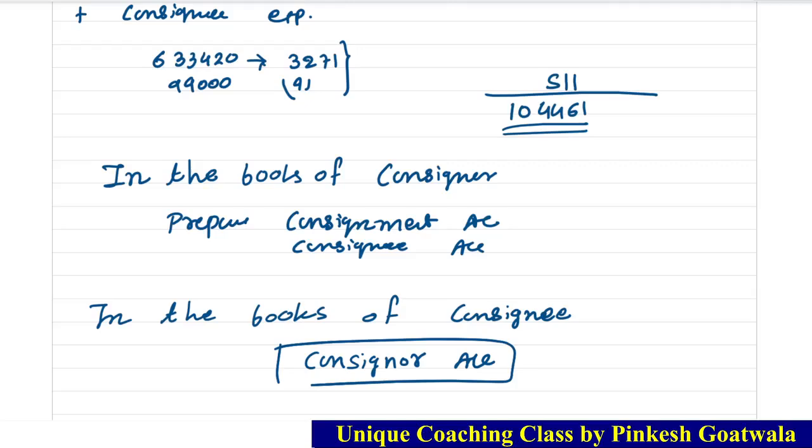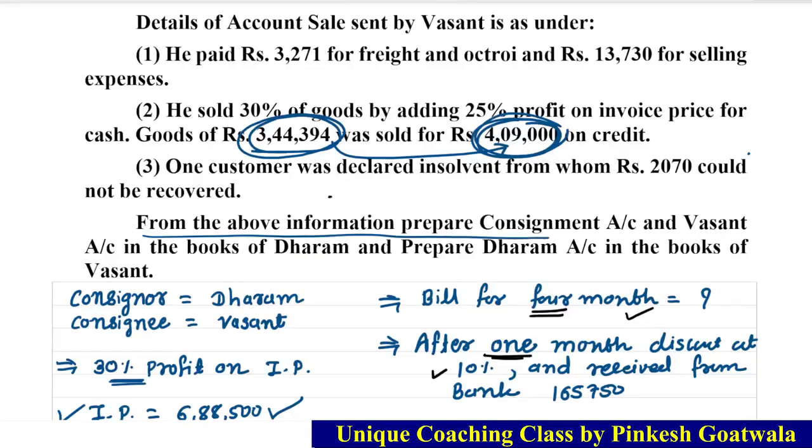From the above information, prepare consignment account and Vasant account in the books of Dharam. Here Dharam is the consignor. So which accounts are to be prepared in the consignor's books? Consignment and Vasant. But look at: prepare Dharam account in the books of Vasant. Vasant is the consignee. And in the consignee's books, whose account has to be made? Dharam's, the consignor's, right?